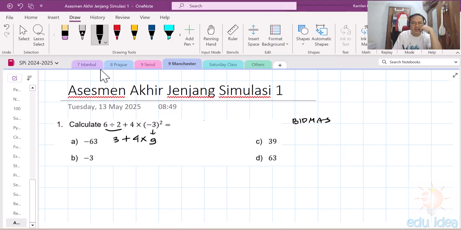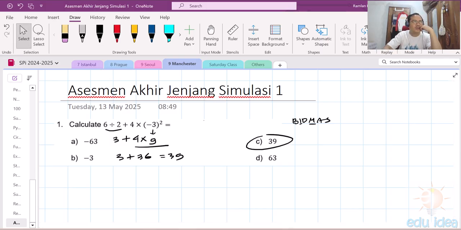And then we have a multiplication, right? So we have the index, we have the multiplication here, which is 36. So it's 3 plus 36, which is equal to 39. So that is the first question.